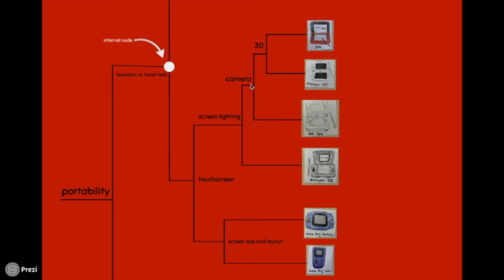Finally, the other internal node is the 3D feature. The Nintendo DSi and the Nintendo 3DS are very similar, except the 3DS has the ability to play your video games in 3D.